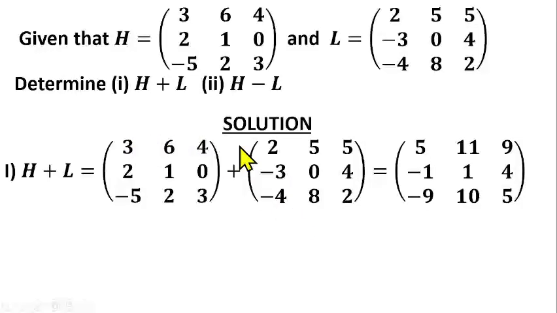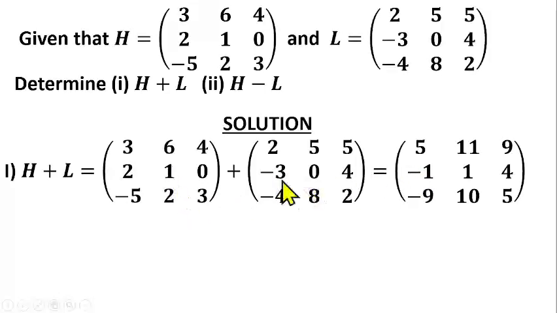The same thing we did under the previous question, we are going to do the same thing here as well. That will be 3 plus 2, which is going to give us 5. 6 plus 5 will give us 11. 4 plus 5 will give us 9. 2 plus minus 3, that will give us minus 1, because plus times minus will give us a minus. So we have 2 minus 3 left, that will give us minus 1, which I believe you understand.